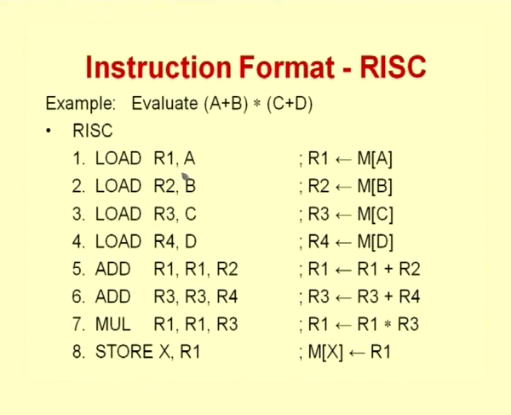I will do a load R1 comma A, which will load memory location A into R1, load R2 comma B, load memory location B into R2, load R3 comma C, load R4 comma D. So I have loaded all the values I want into R1, R2, R3 and R4. Now I have 3 instructions which do the addition and the multiplication. Add R1 comma R1 comma R2, R1 plus R2 stored in R1, add R3 comma R3 comma R4, R3 plus R4 is done, stored in R3. Then I have multiply R1 comma R3, that is multiply R1 and R3, store it in R1, and then I do a store operation, store x comma R1, which completes my instruction sequence.